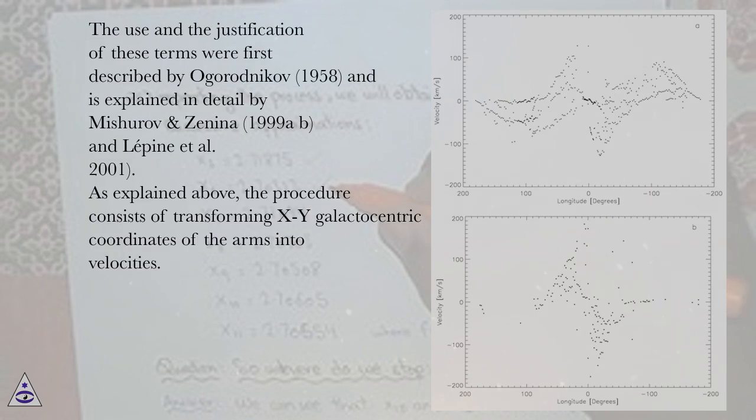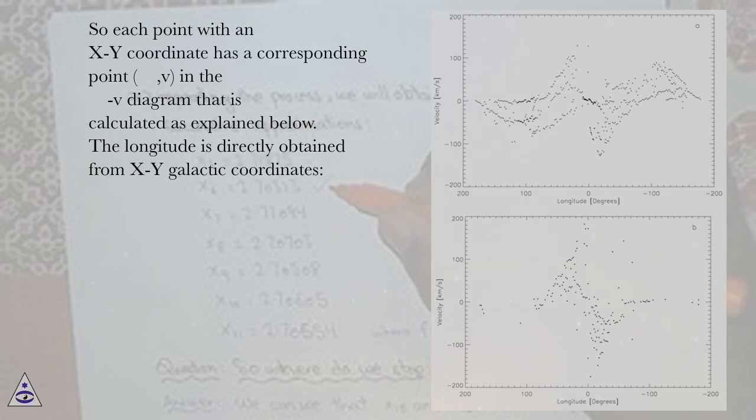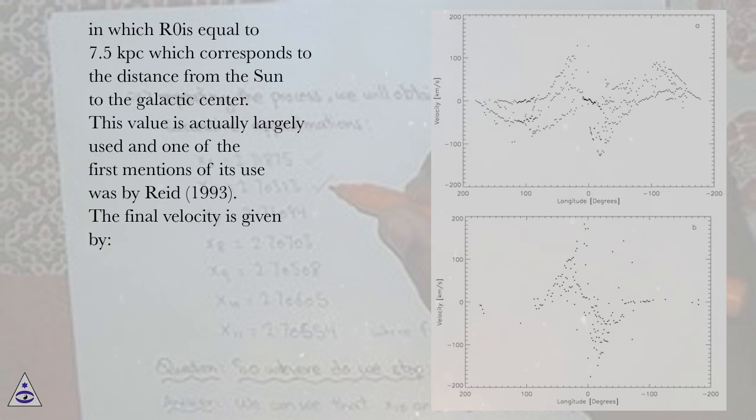The use and the justification of these terms were first described by Ogorodnikov, 1958, and are explained in detail by Mishurov and Zenina, 1999 a, b, and Lepine et al. 2001. As explained above, the procedure consists of transforming xy galactocentric coordinates of the arms into velocities. So each point with an xy coordinate has a corresponding point, L, V, in the LV diagram that is calculated as explained below. The longitude is directly obtained from xy galactic coordinates, in which R0 is equal to 7.5 kpc, which corresponds to the distance from the Sun to the galactic center.